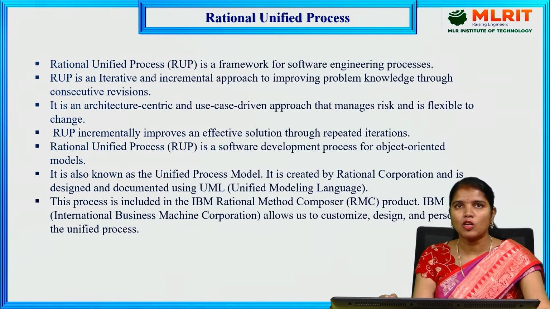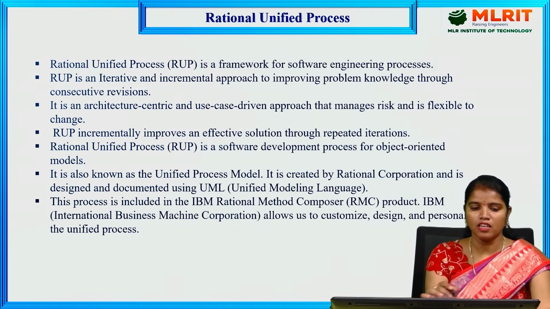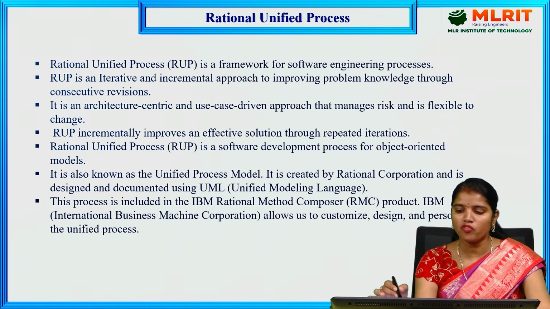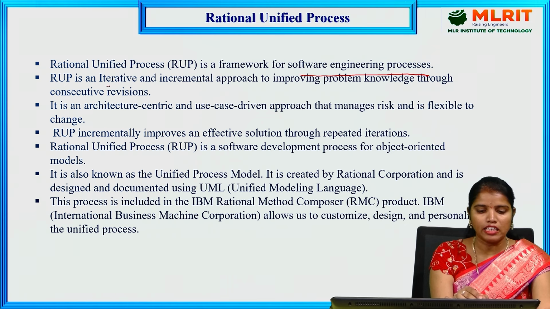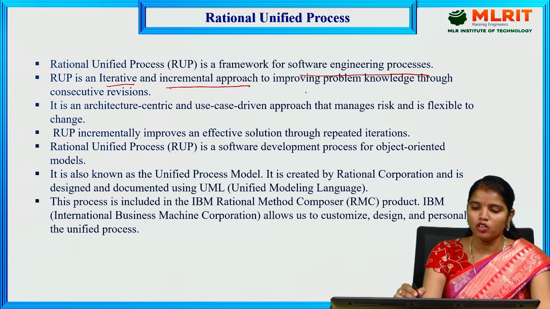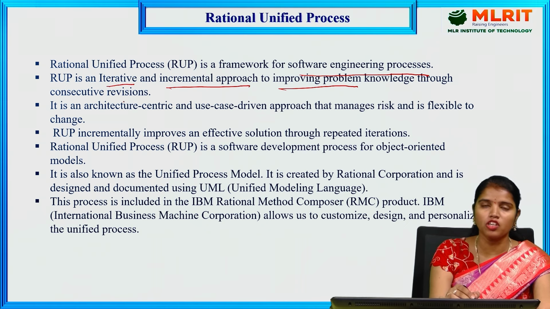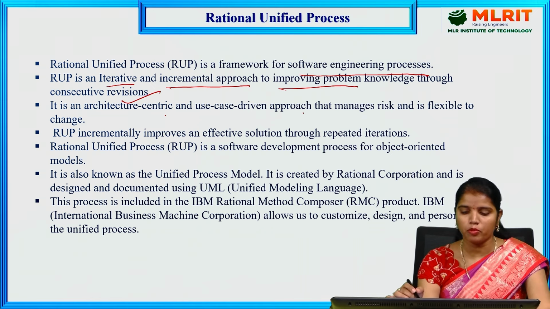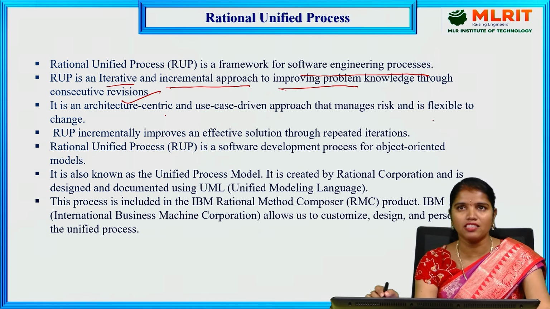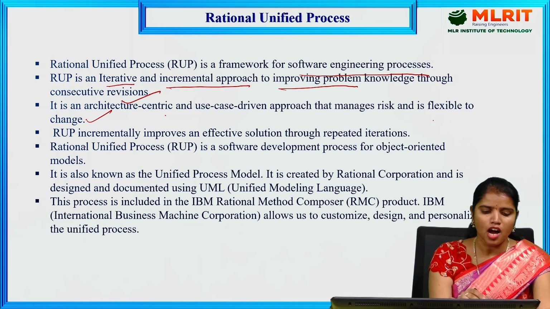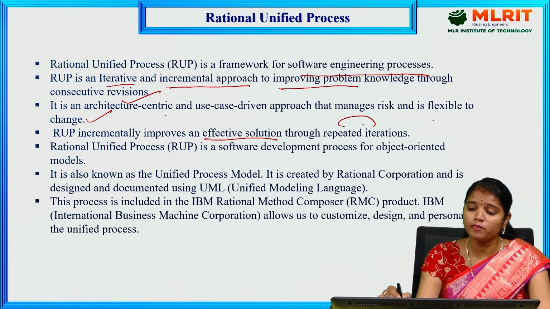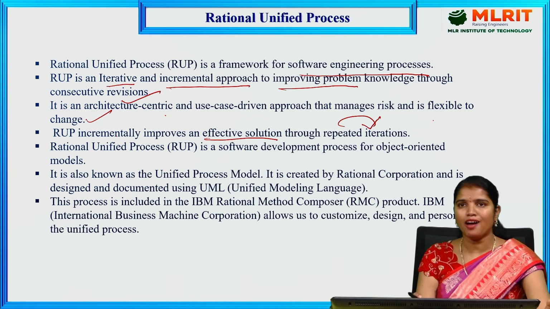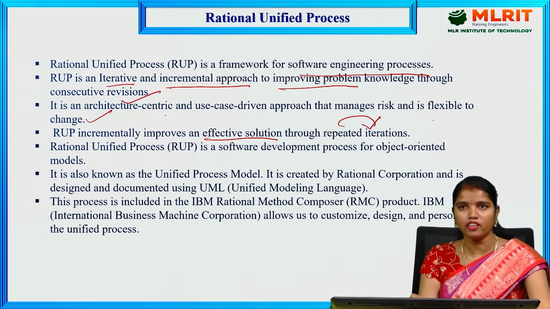Now let us discuss what is Rational Unified Process. Rational Unified Process is a framework for the software engineering process. It is an iterative and incremental approach to improving problem knowledge through consecutive revisions. It is an architecture-centric and use-case-driven approach that manages risk and is flexible in change. RUP incrementally improves an effective solution through repeated iterations. We have done the repeated iterations in iterative development.